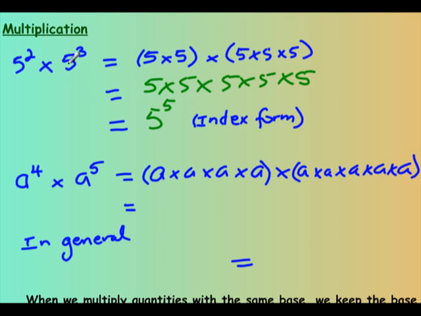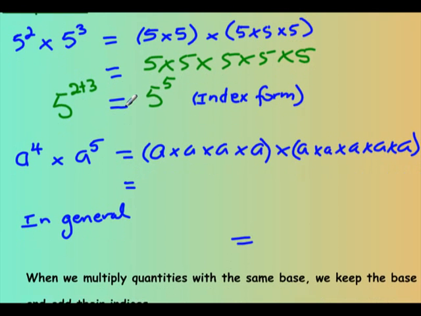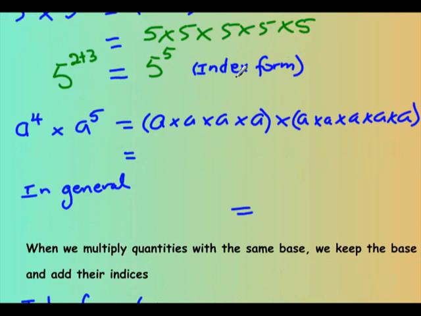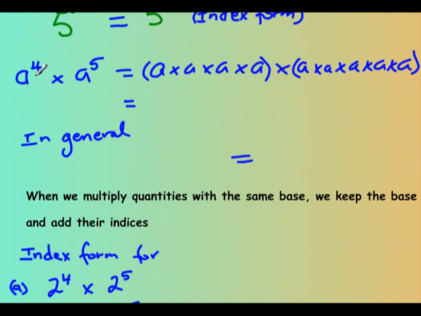Now, looking at this, could we have done it a shorter way? What could we have done with the powers to derive 5? If we kept the base 5 and added the powers 2 plus 3, by intuition we realize we do indeed get 5. Correct? Let's try another example and see if it works as well, so that we don't have to go through this long procedure or process.